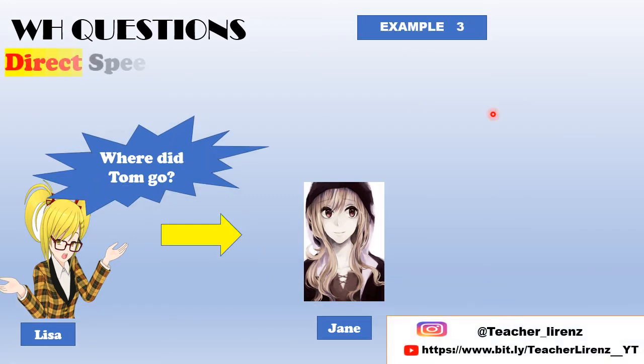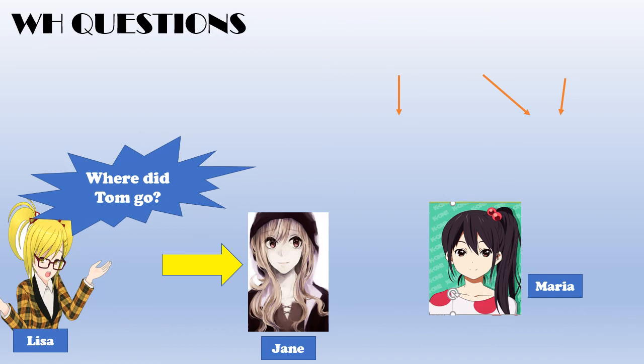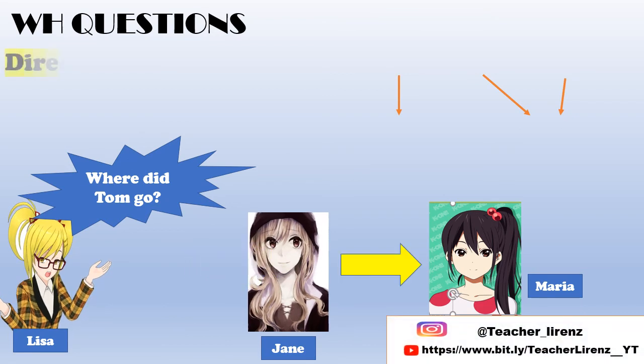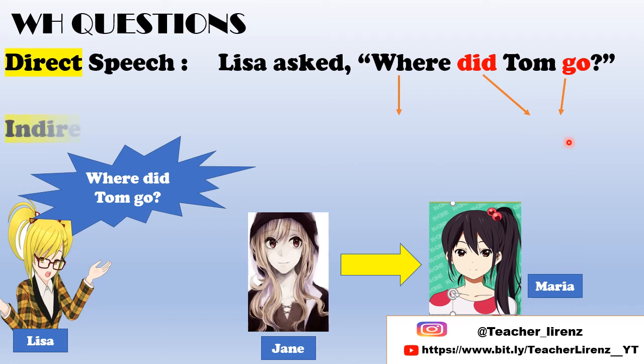"Where did Tom go?" Lisa asked Jane. Okay, Lisa asked, "Where did Tom go?" This is what we call direct speech, because Lisa asked Jane. And then Jane wants to tell Maria. Okay, indirect speech: Lisa asked me where Tom had gone.